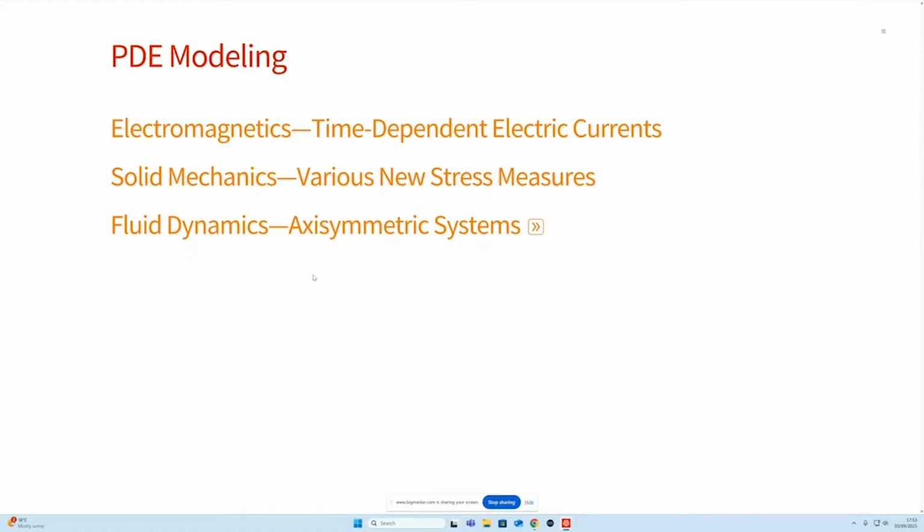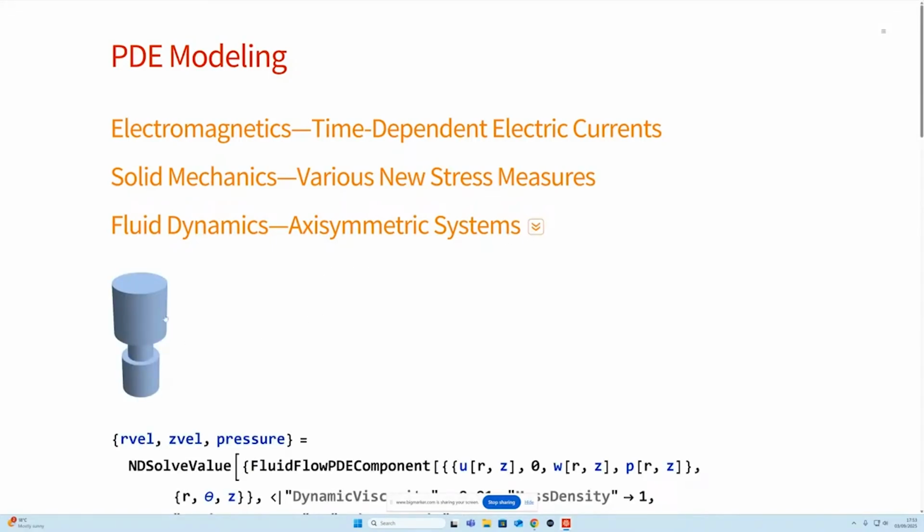And I brought one example with me, which is in fluid dynamics, axisymmetric systems, because axisymmetric is a whole class of problems that we've been building out in other domains. And that is where you have a problem that is a problem in 3D, but fluid dynamics is one where axis symmetry comes up quite a lot because fluid dynamics often happens in pipes. So here we've got a pipe that goes through a constriction and then into a fatter pipe. But there's an axis that it's got symmetry along.